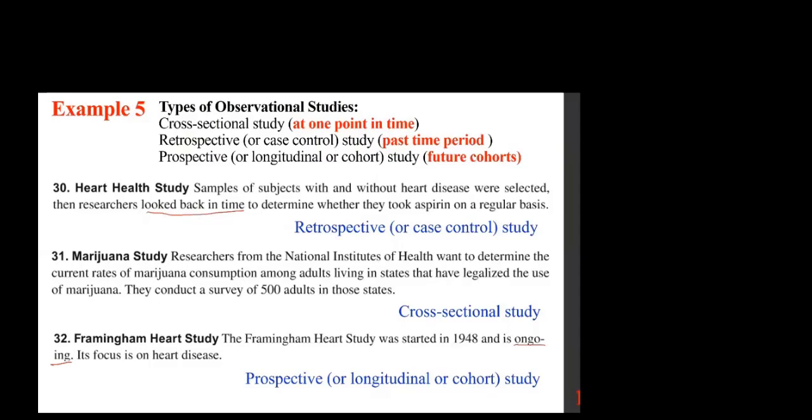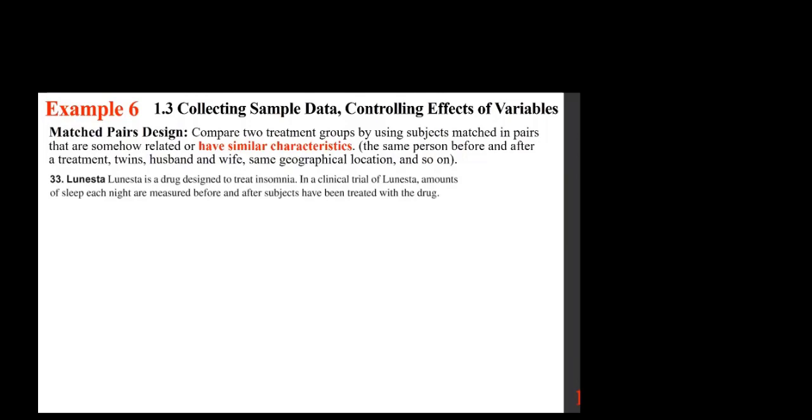All right, let's go to the next one. Matched pairs design. Compare two treatment groups by using subjects matched in pairs that are somehow related or have similar characteristics. The same person before and after treatment, twins, husband and wife, same geographical locations, and so on. Lunesta is a drug designed to treat insomnia. In a clinical trial of Lunesta, amounts of sleep each night are measured before and after subjects have been treated with the drug. So clearly that's a matched pair. Does that make sense? Yes.